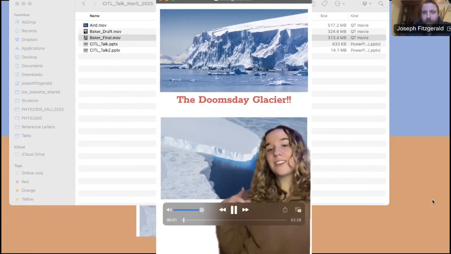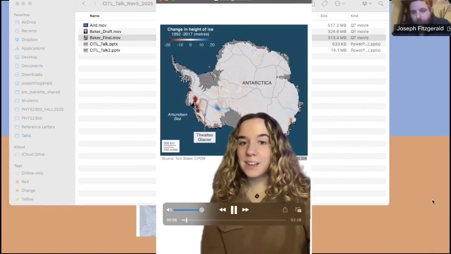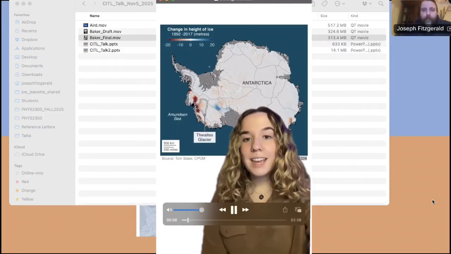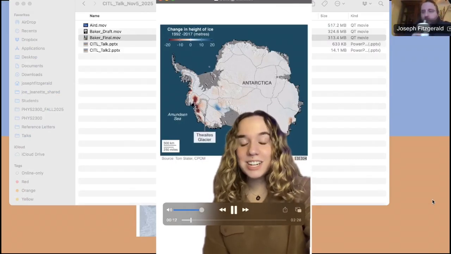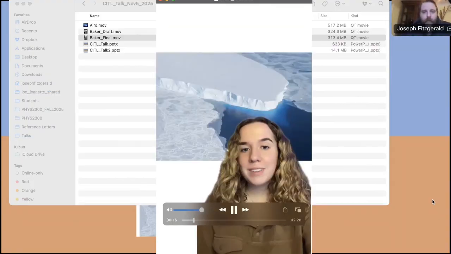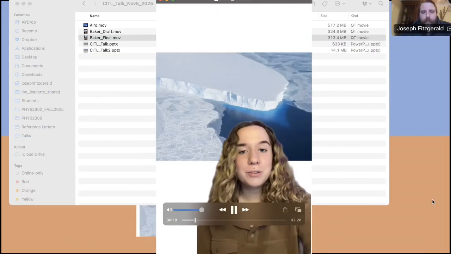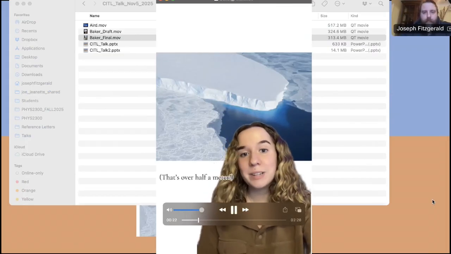This is what scientists are calling the Doomsday Glacier. The Thwaites Glacier, located in the South Pole, is disintegrating fast. It loses approximately 50 billion tons of ice each year and contributes to about 4% of the global sea level rise. If the entire glacier were to melt or collapse, it would raise sea levels by a staggering 64 centimeters.